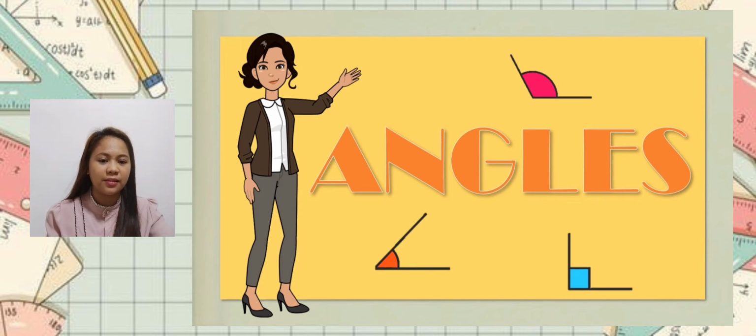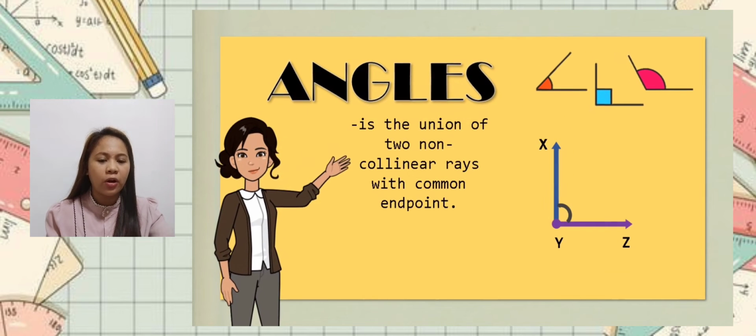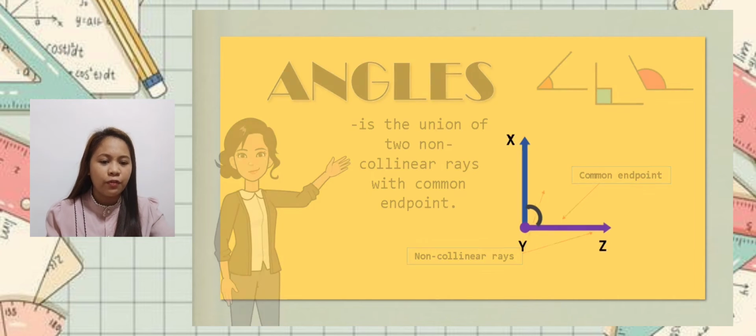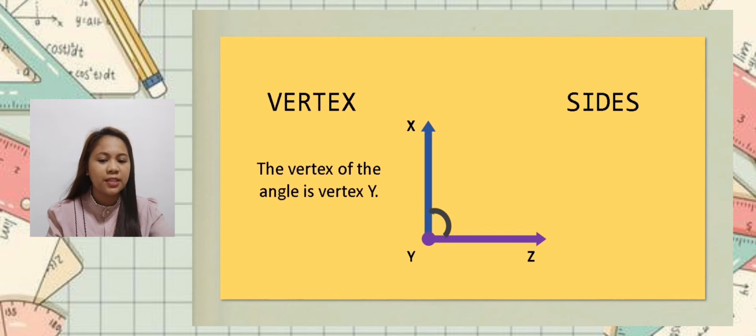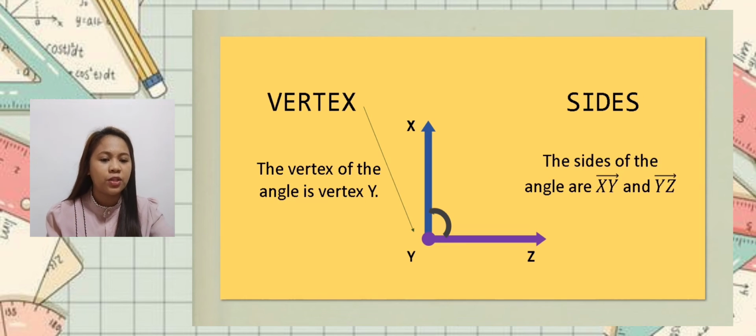What is an angle? An angle is the union of two non-collinear rays with a common endpoint. So these are our rays and this is our common endpoint. From the angle, we also have vertex and side. The vertex is the common endpoint and our sides are the two non-collinear rays, which are sides XY and YZ.